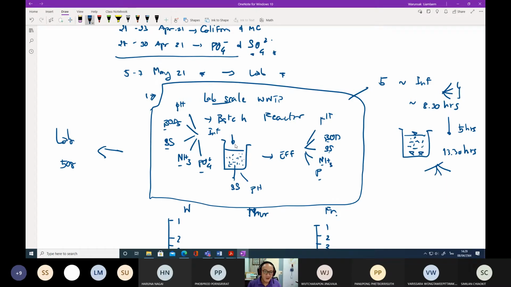This reactor carries out the wastewater treatment process. When we put the wastewater into this reactor containing some microorganisms, the degradation will occur by the bacteria. Organic matters will be converted into carbon dioxide and water. So we will measure the BOD in the influent and the BOD in the effluent, and then we can compare the amounts of organic matter gone or degraded.